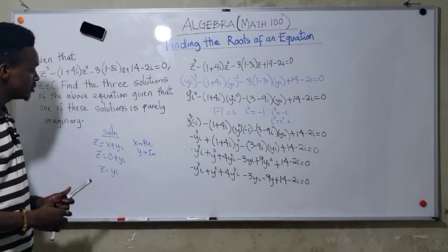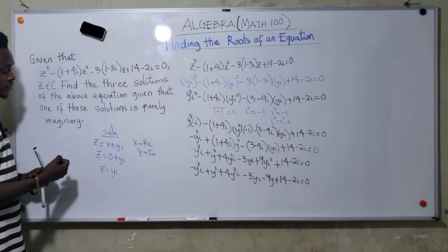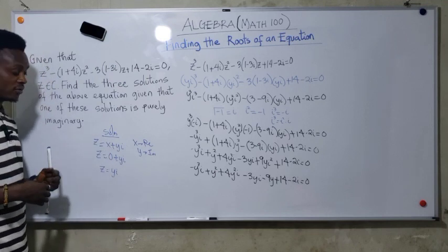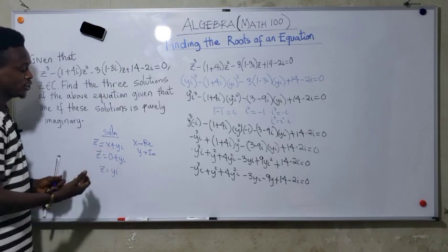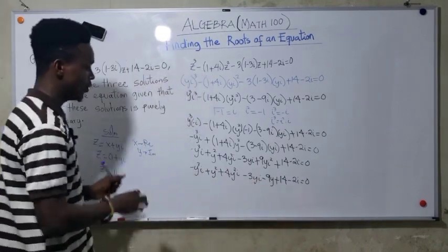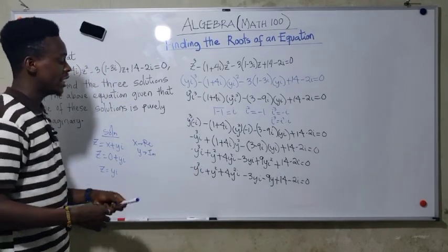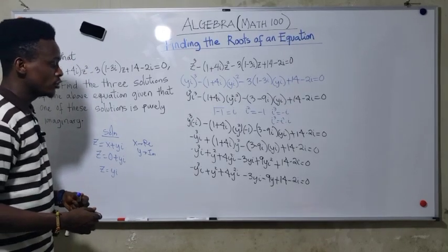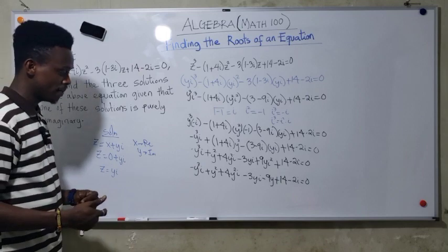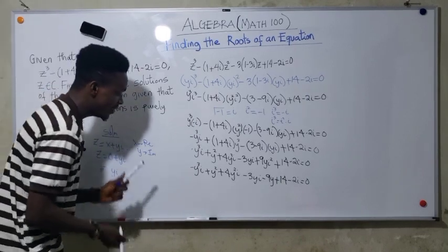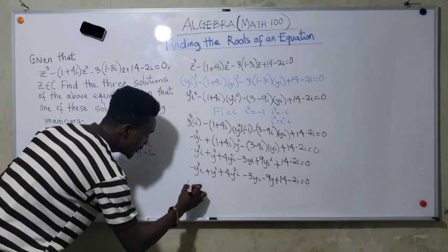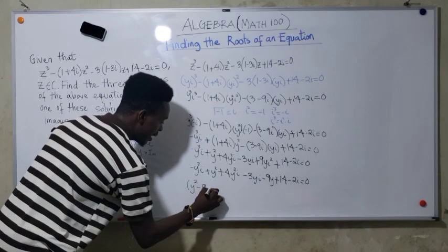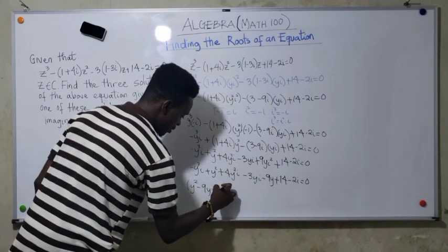As we said, a complex number is equal to the real part of the complex number plus the imaginary part of the complex number. So we can group our real part and our imaginary part. The real part is the part with no i, so we group all the values that don't contain i. Our first value is y squared, then minus 9y, and then plus 14.